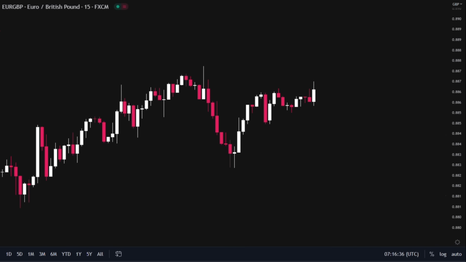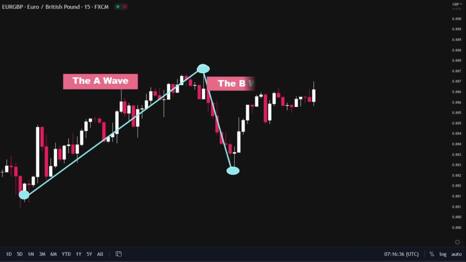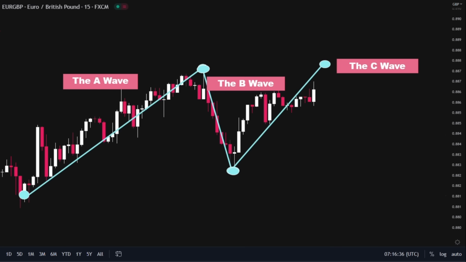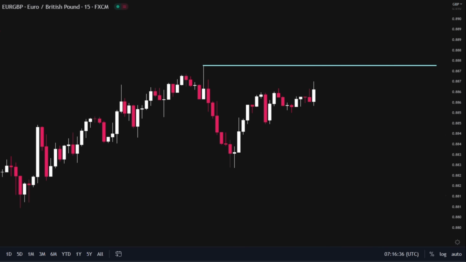So here, we have the EUR/GBP 15-minute time frame on our chart. We can easily spot the A wave, and we have the B wave. Then we have the C wave going on. So next, we draw a line from the highest point of the A wave. We want to see that price breaks the line through the upside, sweeps the liquidity above the A wave with a single candle or a wick above the line, and then we want to see price drop below the line. As you can see, price swept the liquidity by this wick and then closed below the line.